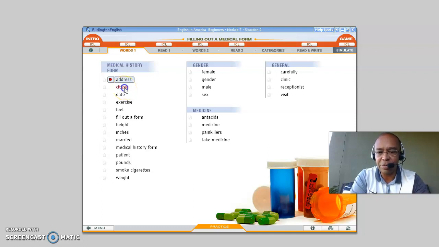Next, look at the next one. Citizen. What's a citizen? A citizen is a person that is born in a country. For example, you can be a citizen of the United States after you go through the process of naturalization. You can be a citizen of Puerto Rico, a citizen of Italy, a citizen of Colombia, a citizen of Guatemala. An American citizen.